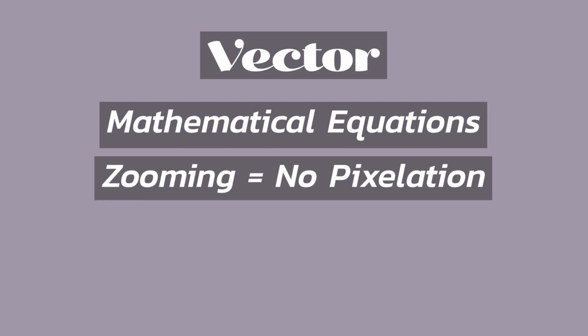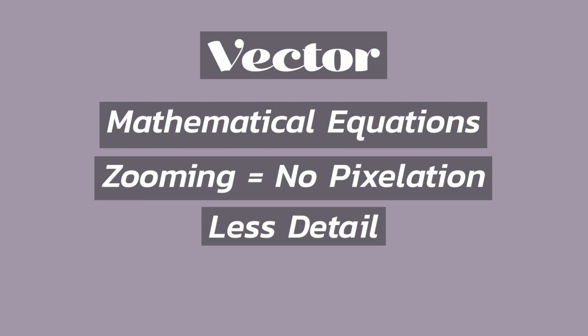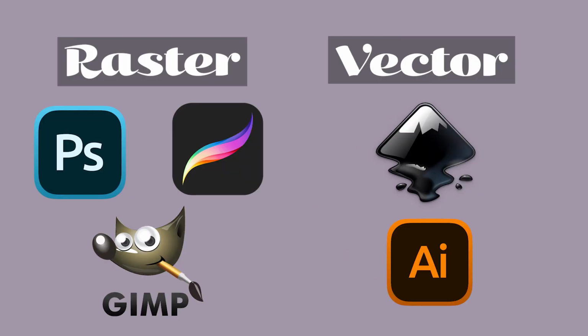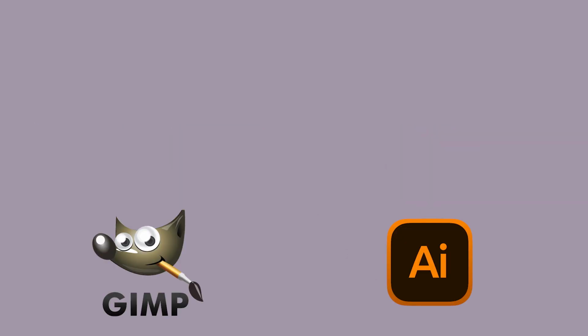With Vector, generally you're gonna have less detailed artwork as far as coloring and texture. You can do this in Illustrator, however, it takes a lot more skill than using a program like Procreate. Examples of these programs are Illustrator and Inkscape. Now think about what types of illustrations and graphics you're gonna wanna create.